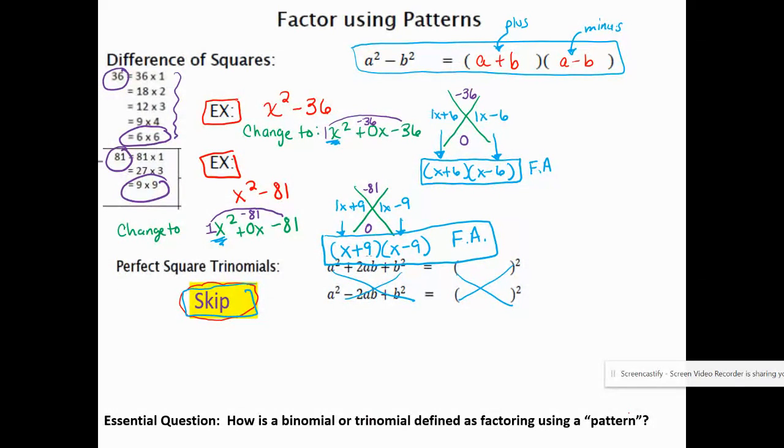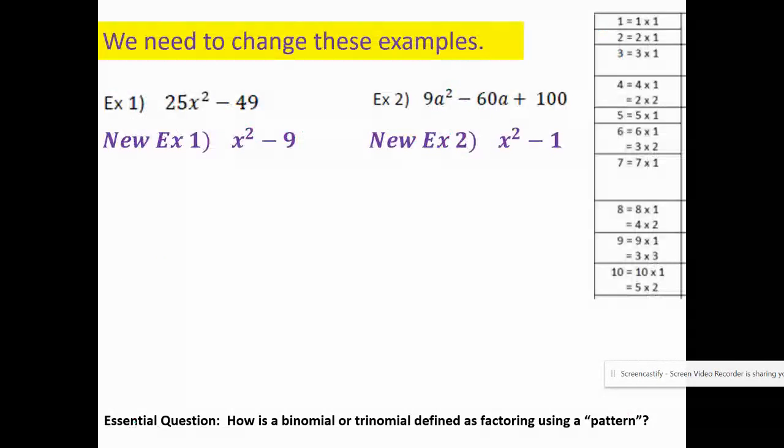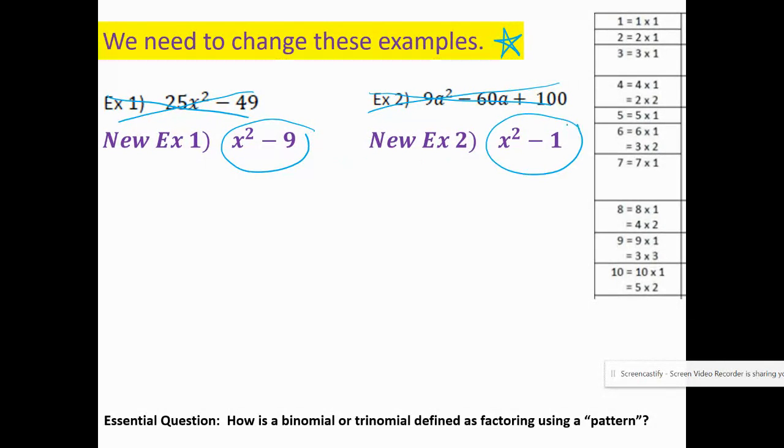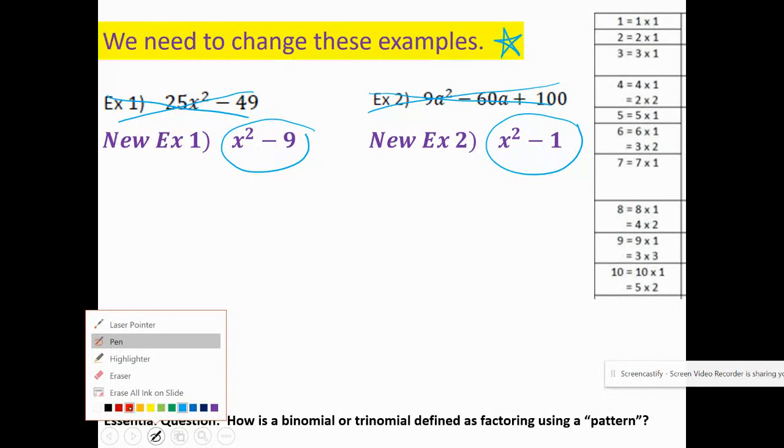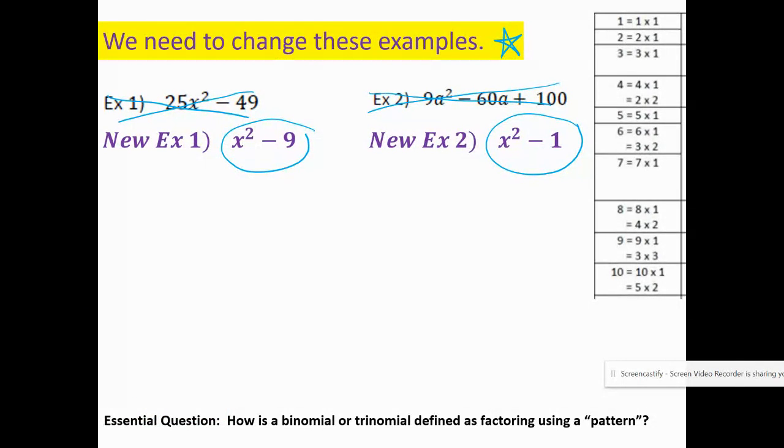Okay, now we're going to go ahead and do some problems. I'm going to hit pause because we need to change all six examples. I'm going to give you a minute to write those down. We're not going to use these two examples. Please write down the new examples, x squared minus 9 and x squared minus 1. I'm giving you a minute to do that. I apologize, I had to change up the lesson, and because we're not in school together, it's easier to teach it with this method.